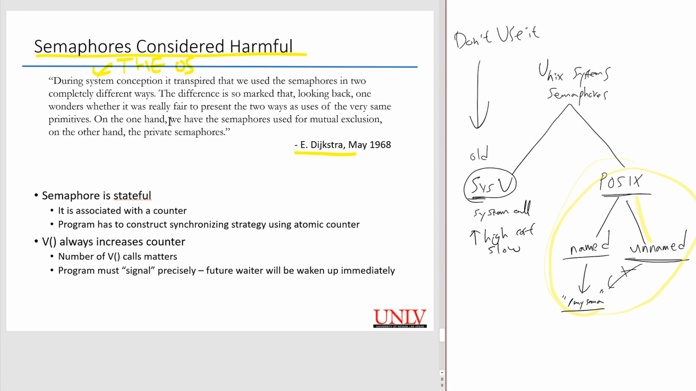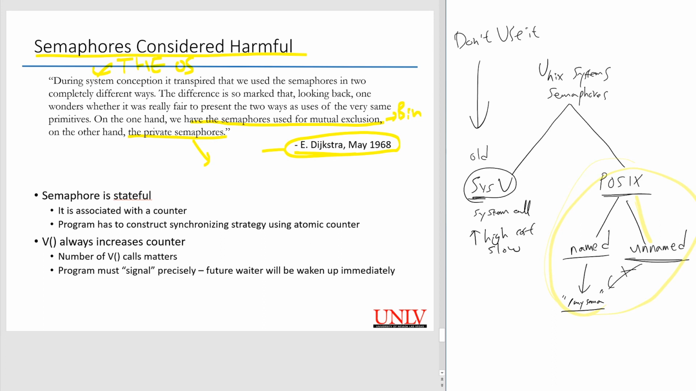On the one hand, we have the semaphores used for mutual exclusion. On the other hand, the private semaphore. Obviously, the semaphore used for mutual exclusion refers to the binary semaphore. And the private semaphores are the semaphores that count the number of resources. And this was from the inventor of the semaphore, and he recognized early on that the usage is so different.